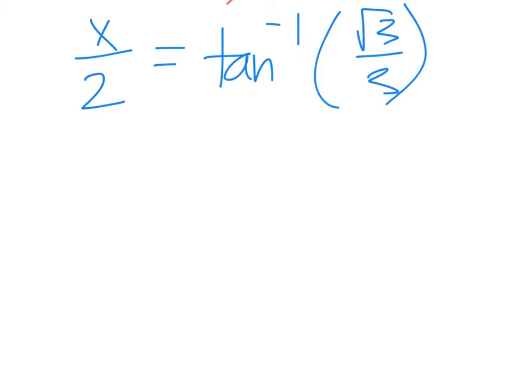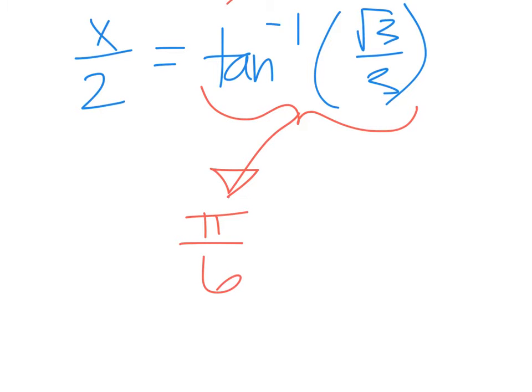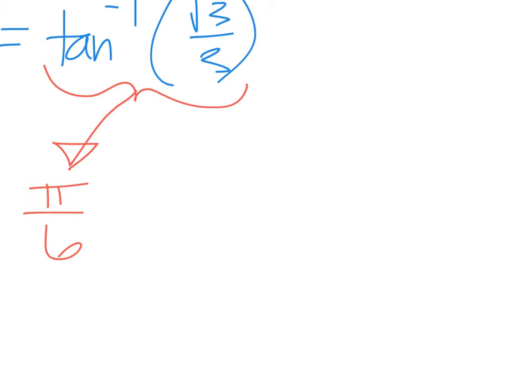So hopefully you know that this requires you to answer the question, at what angle does the tangent have a value of root 3 over 3? And on your unit circle that occurs in two places. One of them is at pi over 6. That's where the tangent is root 3 over 3. And the other one is at, let's see, there it is, 7 pi over 6.